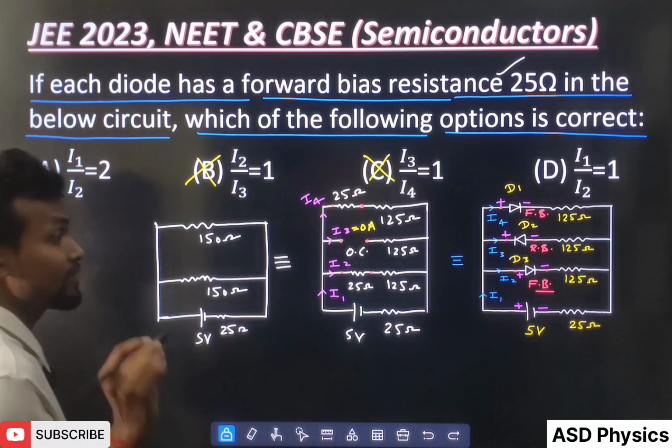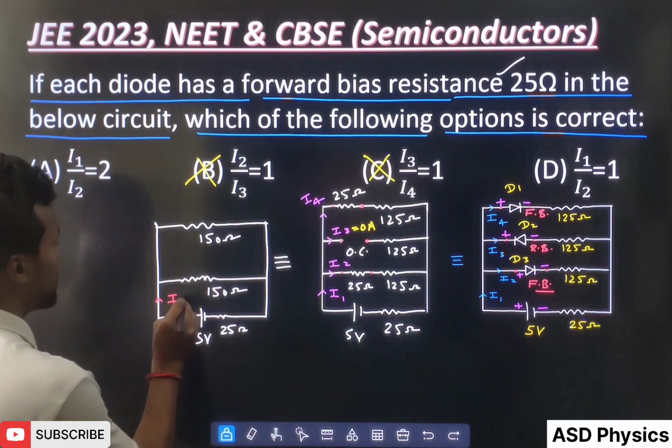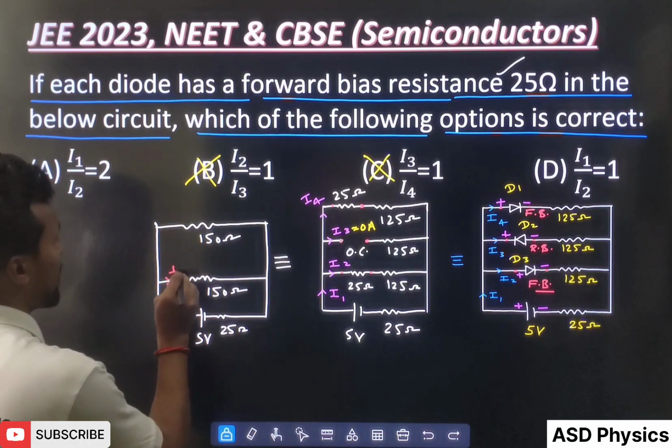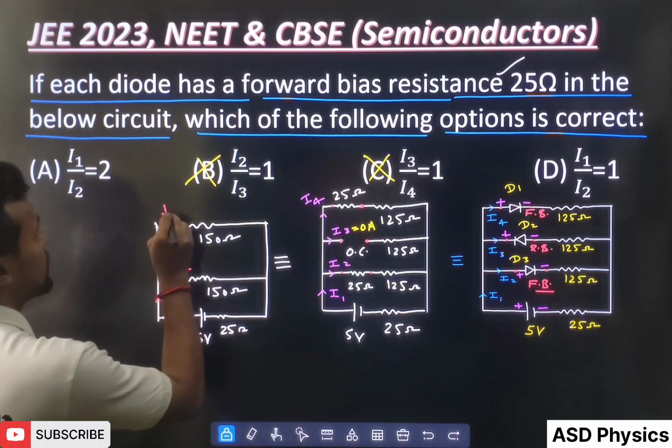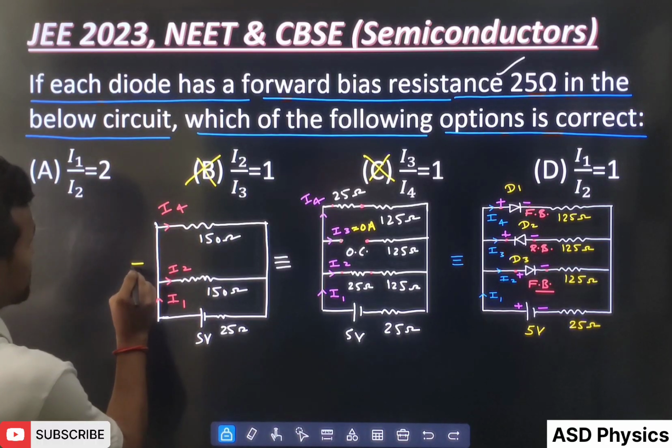If we draw the equivalent circuit, then very easily we can solve the question. So kindly see here, this is my I1, this is my I2, and this is my I4. Okay, next, we'll draw one more equivalent diagram.